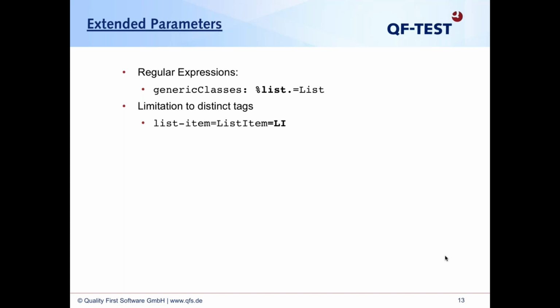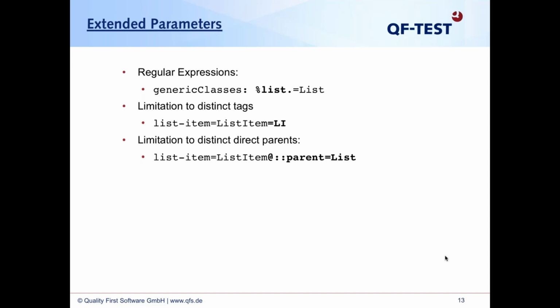Sometimes we also want to reference not only the DOM node itself, but we want to see in which context the DOM node stands in the web page. Therefore we can also limit rules to the parents. For example, we can say the element with list item should be mapped to the generic ListItem class only if the parent of the DOM node has the generic class List. So if there is some other rule which assigns the generic name List to the parent, this rule must be earlier in your list of assignments, so QF-Test knows at execution time that this is already a list.